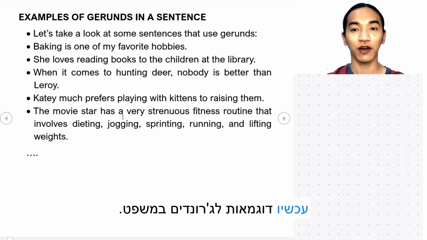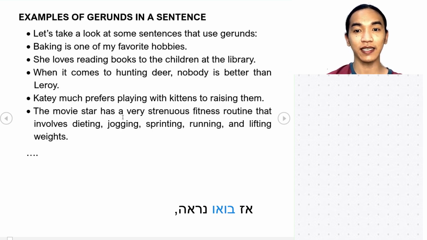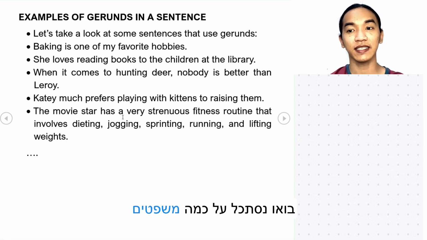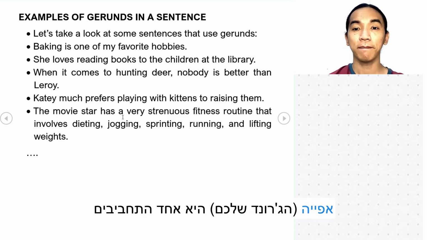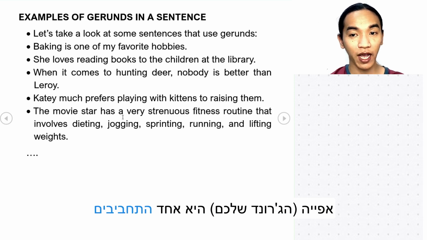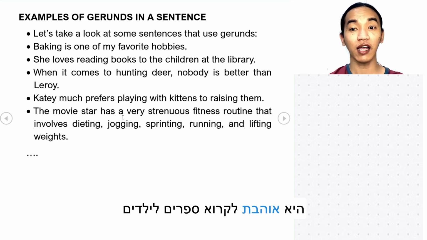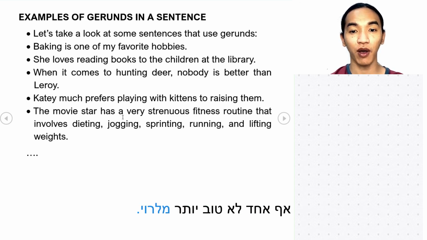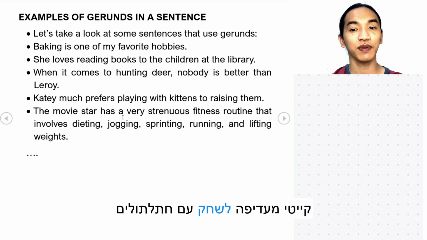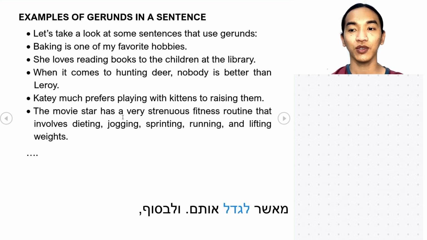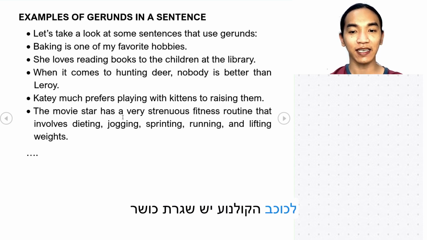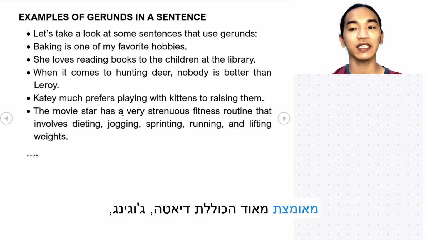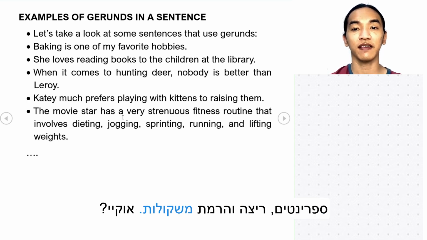All right. Now, examples of gerunds in a sentence. Let's take a look at some sentences that use gerunds. First one, baking, your gerund, is one of my favorite hobbies. She loves reading books to children at the library. When it comes to hunting deer, nobody is better than Leroy. Katie much prefers playing with kittens to raising them. And lastly, the movie star has a very strenuous fitness routine that involves dieting, jogging, sprinting, running, and lifting weights.